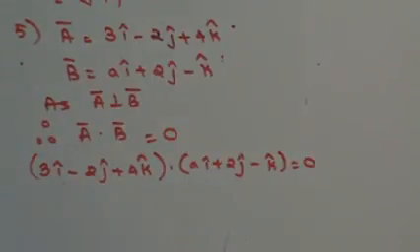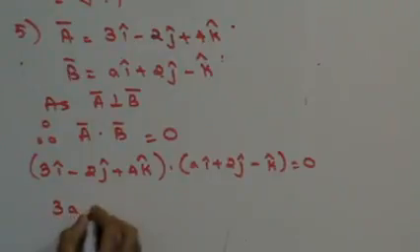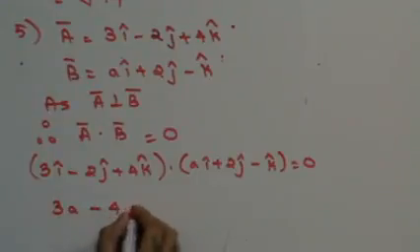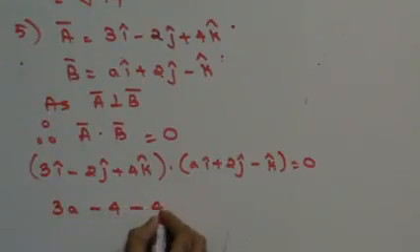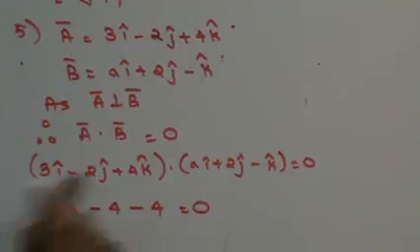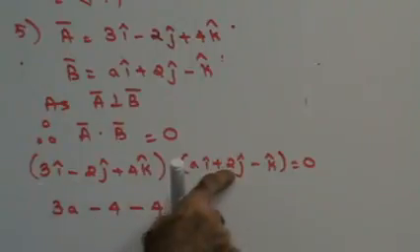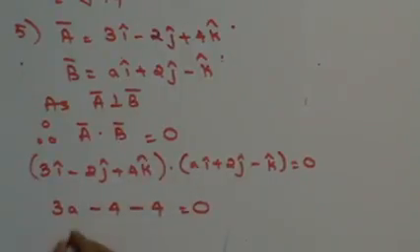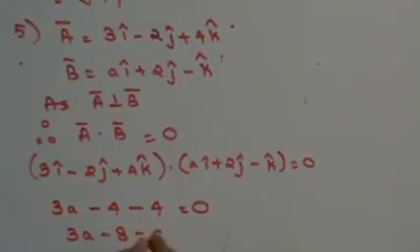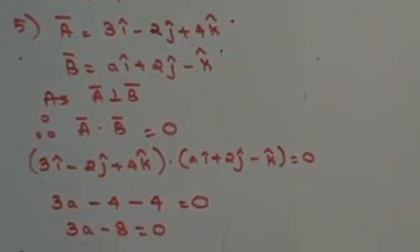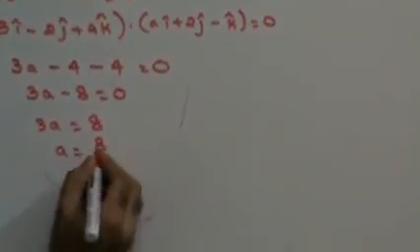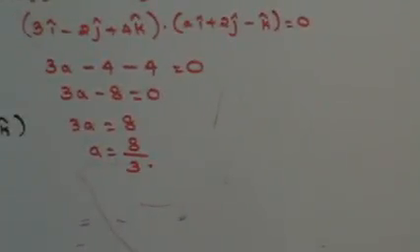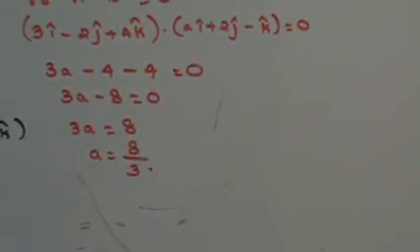Now, how do you find dot product? You have to multiply the similar direction magnitudes. So this will be 3a minus 4 minus 4 is 0. 3 into a, then minus 2 into 2 will give you minus 4, then 4 into minus 1 is minus 4. Right? So I'll get 3a minus 8 is 0. 3a is equal to 8. a is equal to 8 upon 3. Right? Take out the next one, please.